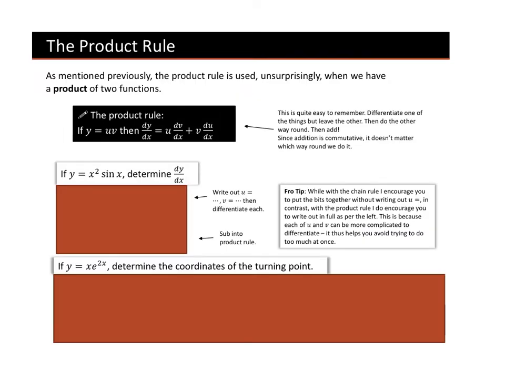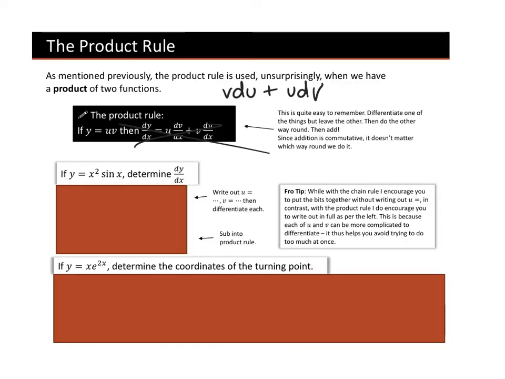So, product rule, my favourite, scrap the formula. Okay, scrap the formula. Are you ready? V du plus u dv. Okay, v du plus u dv. Now, when I say du, it means differentiate u. If it says dv, it means differentiate v. Okay? Now, it doesn't matter which way your u and v are. It doesn't matter when we're using the product rule.